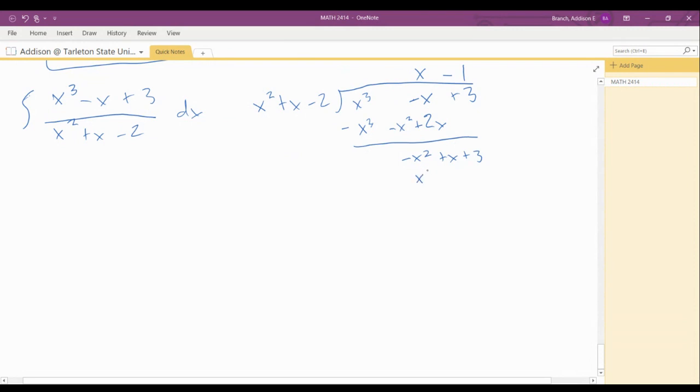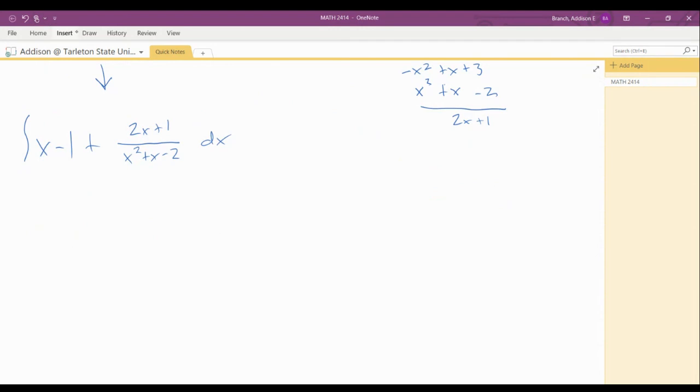And then we have to subtract. If we're subtracting a -1, we're really just adding that initial piece that we had to begin with, which will get us 2x plus 1 for our remainder. So therefore, we've turned this into x minus 1 plus 2x plus 1 over x squared plus x minus 2 dx.